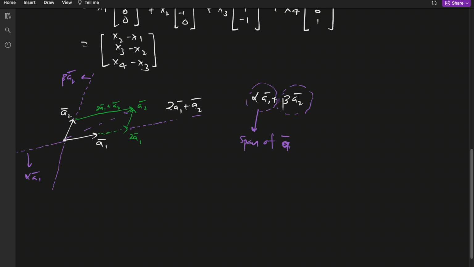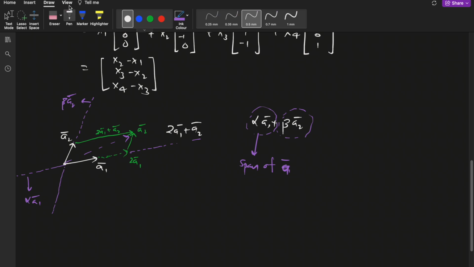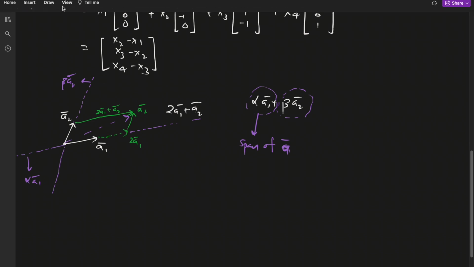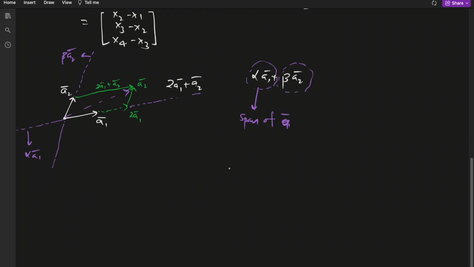Basically this vector. Now when you take all such linear combinations, you will get a plane. You will get an entire plane passing through vectors A1 and A2. All such combinations are nothing but the linear combination of two vectors A1 and A2, because these are not linearly dependent. So the linear combination of these vectors A1 and A2 is nothing but this entire plane.